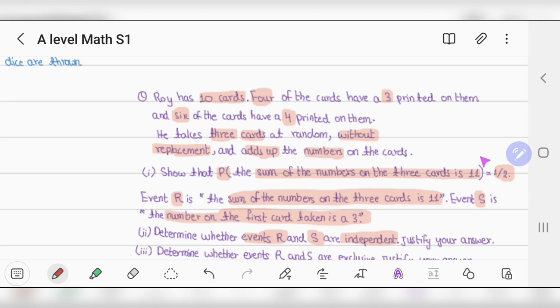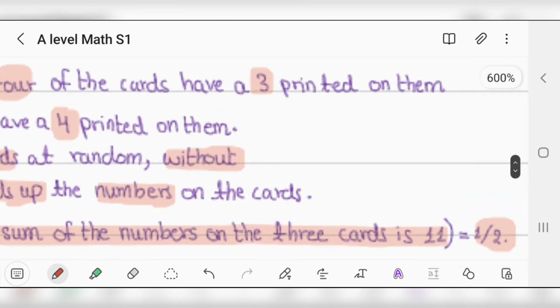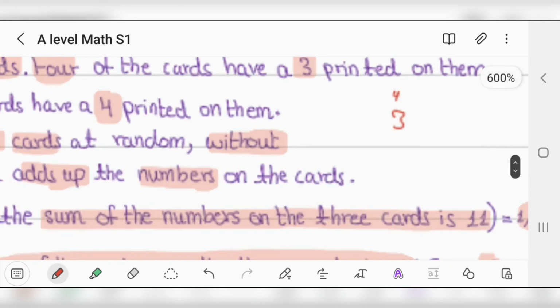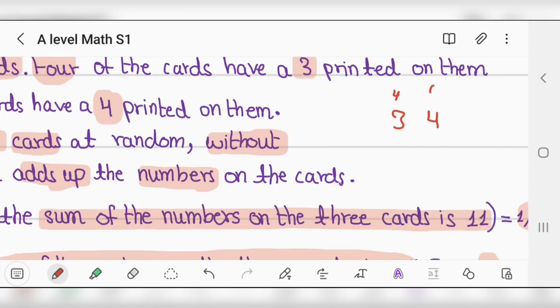This is the probability, and the event is that the sum of the numbers on the 3 cards is 11, and the probability is 1 upon 2. Okay, so 4 of the cards have a 3 printed on them, and we got 6 cards which have a 4 printed on them.